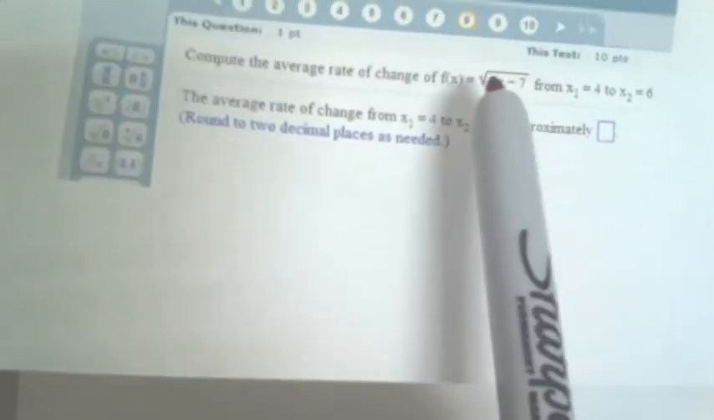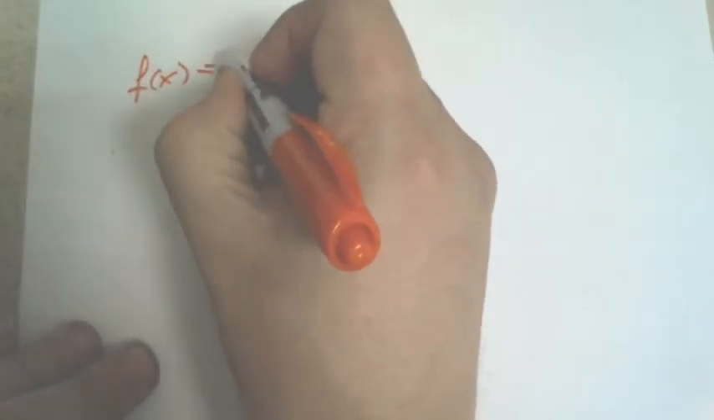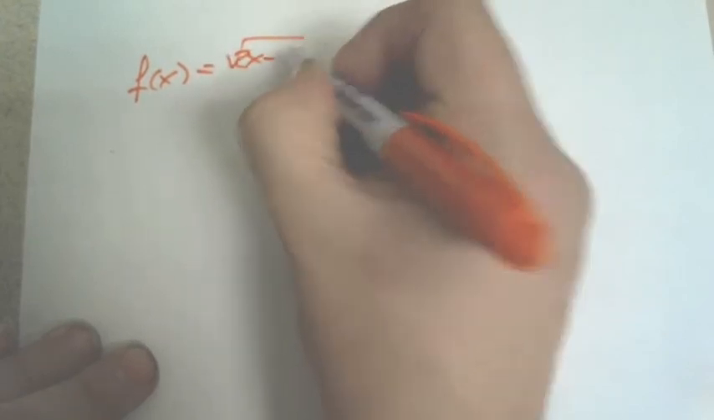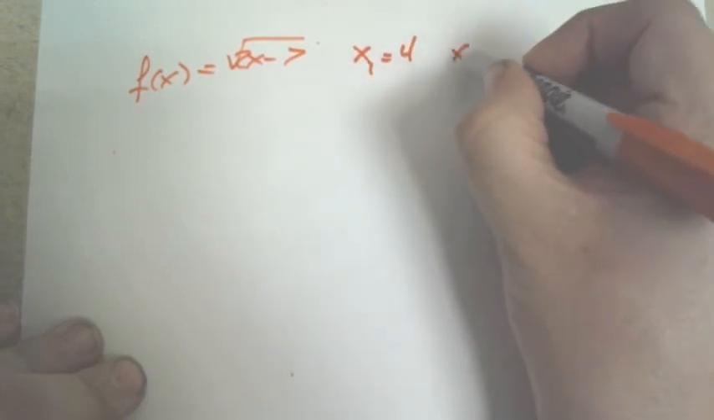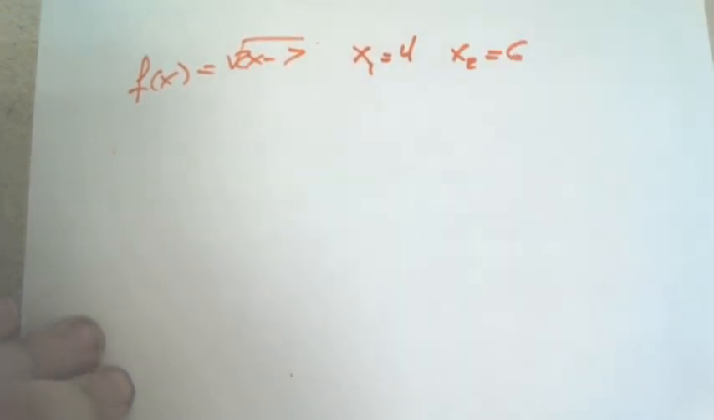In that similar section, and you had some homework problems on this, with the average rate of change, given a function, f of x equals the square root of 2x minus 7, for mine in this particular example, finding the average rate of change between x1 equals 4 and x2 equals 6.